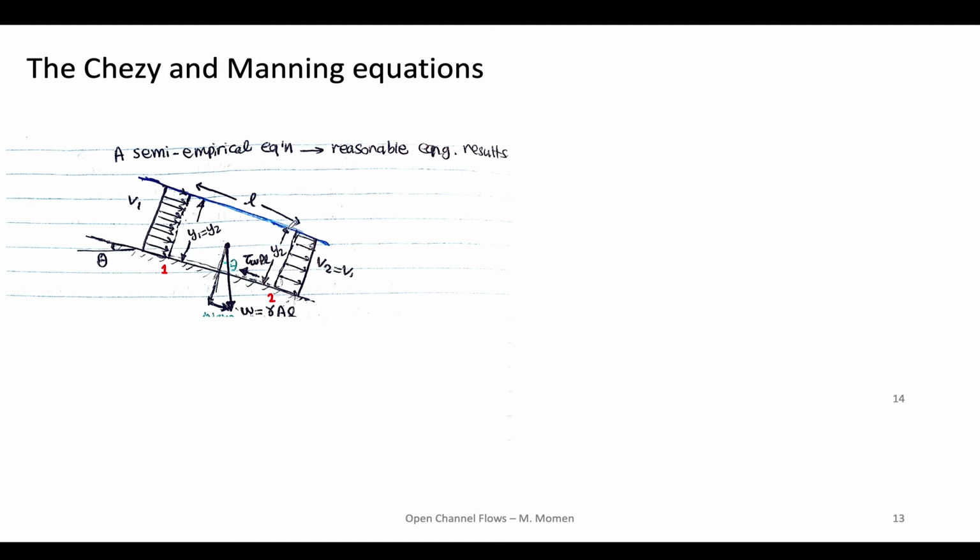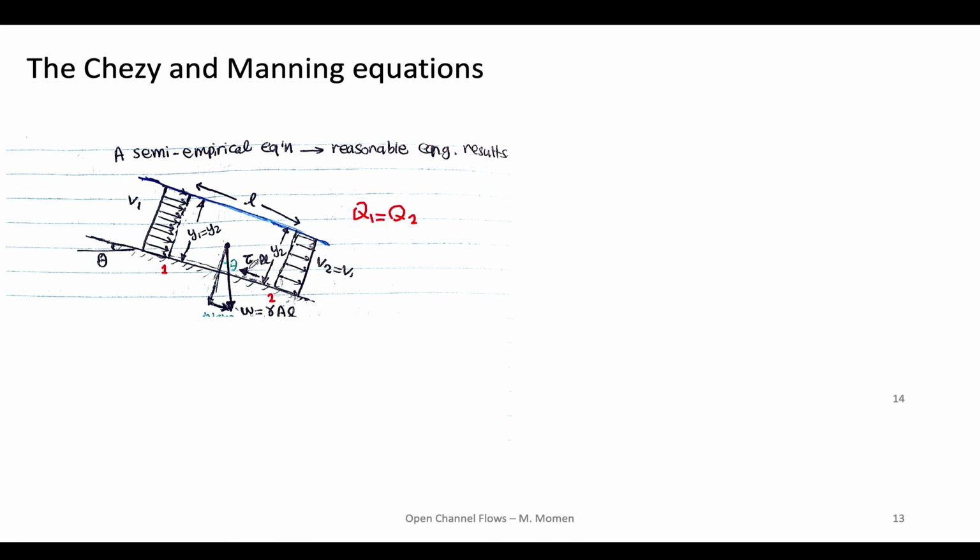Here I have shown V1 and V2. Again, V2 and V1 should equal each other because of the continuity equation and Y1 equals Y2. Because of continuity, Q1 should equal Q2, and because y1 equals y2, we have the same cross-sectional area, so we can say that v2 should equal v1.